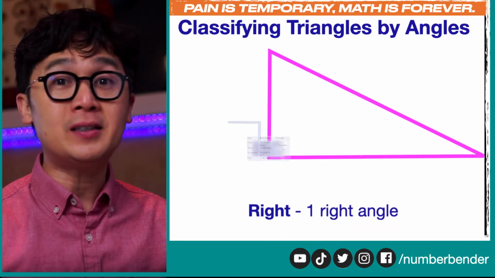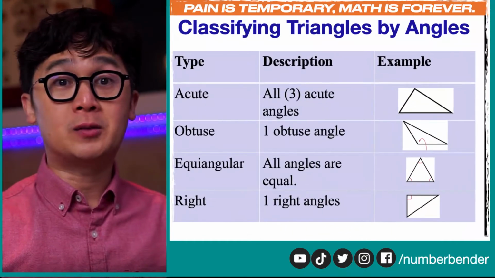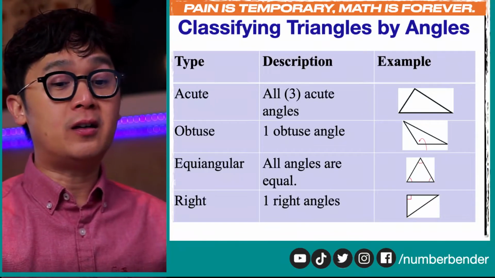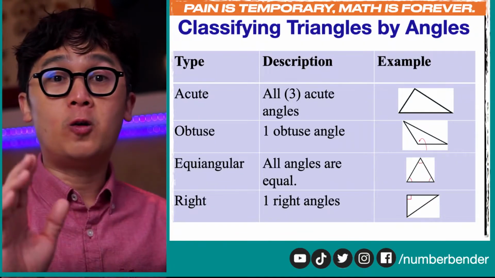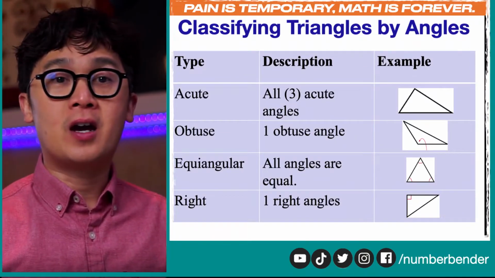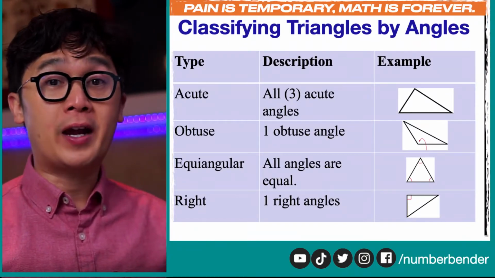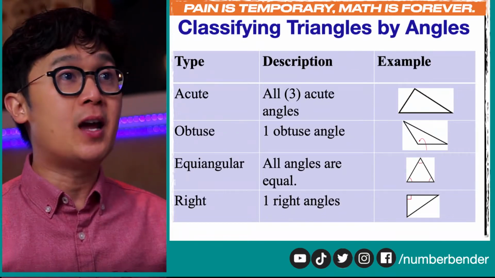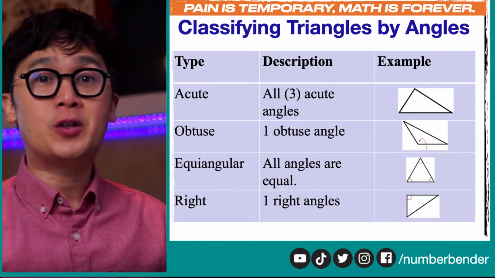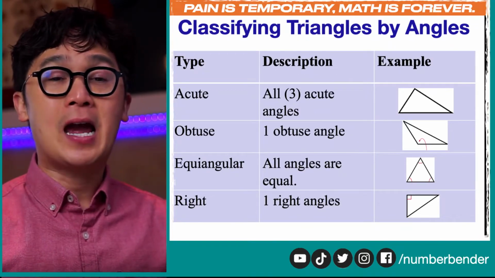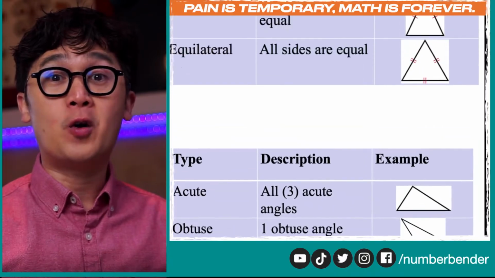So to summarize, to classify triangles by their angles, we have acute, obtuse, equiangular, and right triangles, and all this classification is specific to the angles of our triangle. And if we're going to classify our triangle according to its sides, we'll have this description over here, and we are going to use a different type of triangles because now we are focusing on its sides.